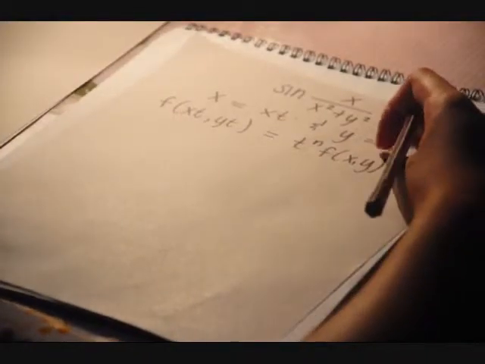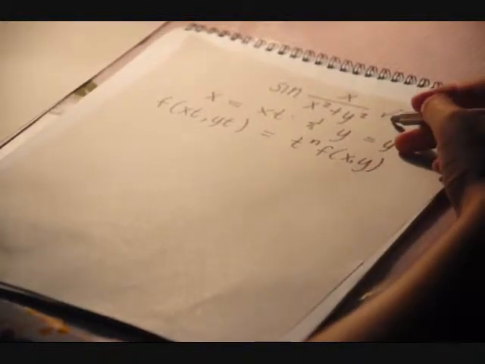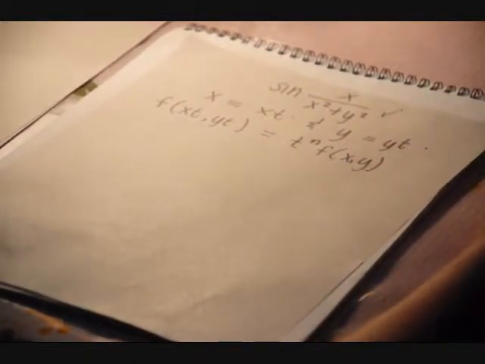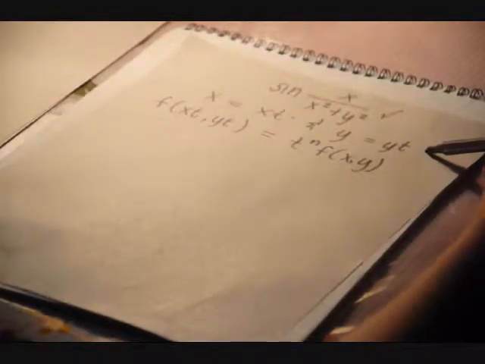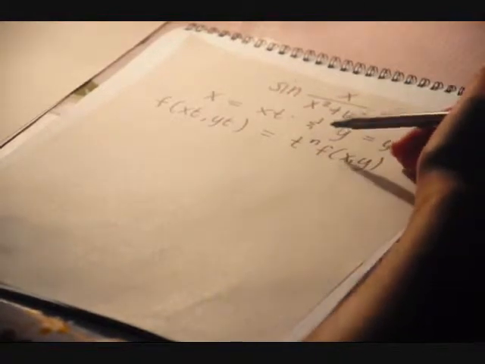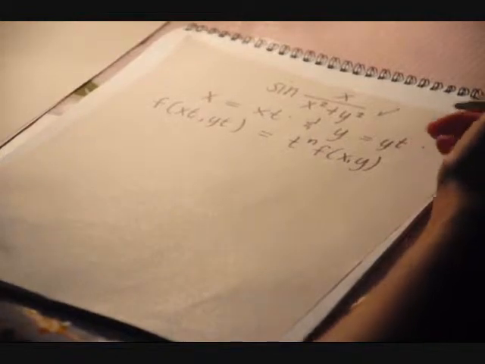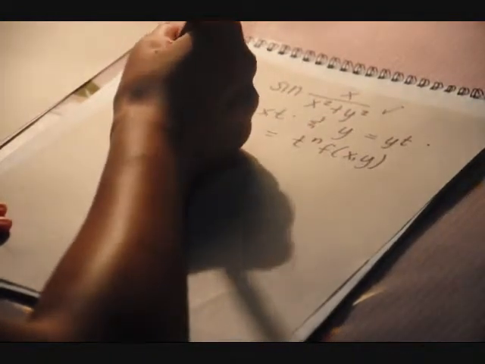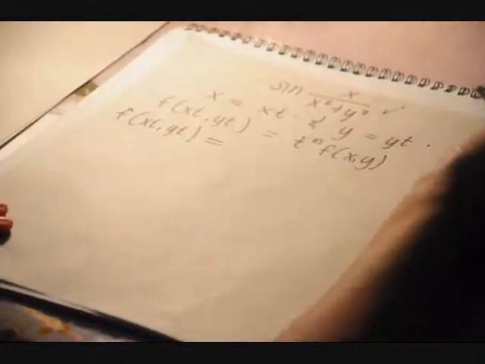Next problem, we will determine if this function is homogeneous or not. We will test its homogeneity by letting x equal xt and y equal yt. If the function of xt and yt is equal to t raised to n times the function of x and y, then it is said to be homogeneous. So we now have f of xt. We now substitute the values of x and y.